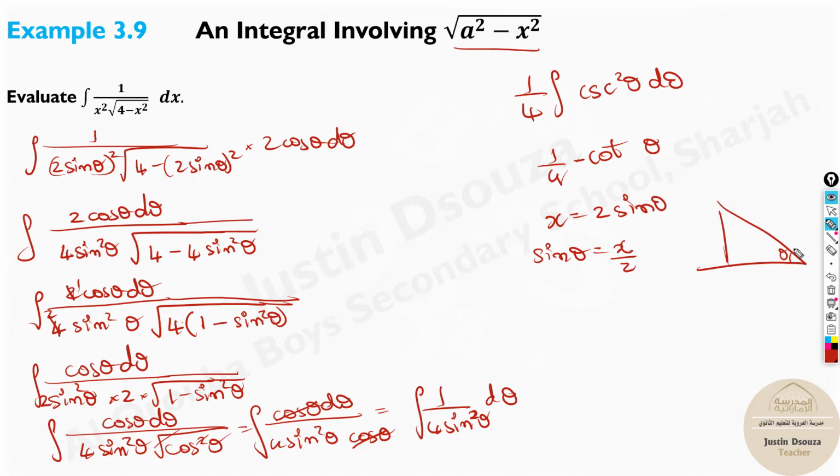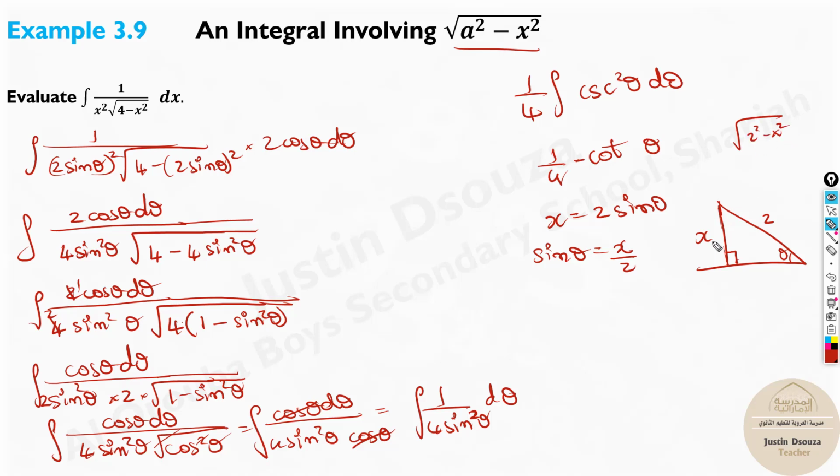Over here, imagine this is theta. We know sine is always opposite by hypotenuse. So the opposite side for theta over here is x. Hypotenuse is 2. So what is this adjacent? Adjacent would be, basically using the Pythagoras theorem formula. This is 90, right? This is adjacent. That will be square root of 2 square minus x squared.